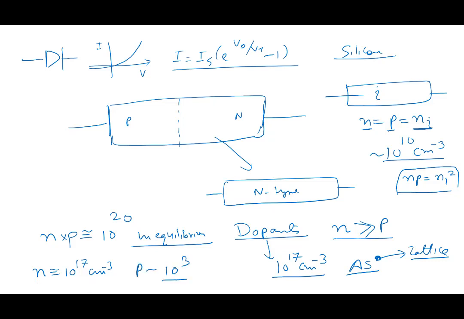10 to the power 3. Because N into P is 10 to the power 20, the number of electrons becomes very high, 10 to the power 17, and P becomes very, very low, which is 10 to the power 3. That's an N-type semiconductor.